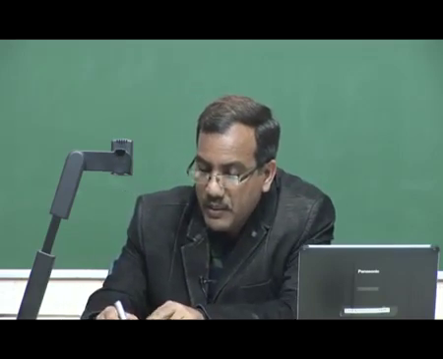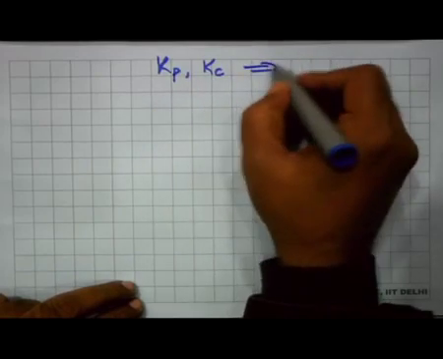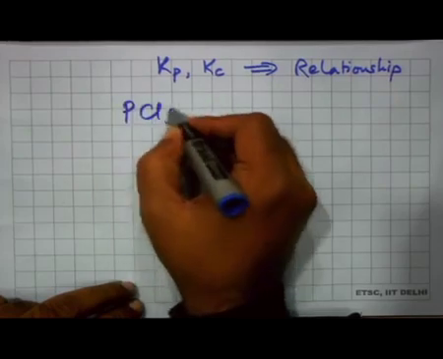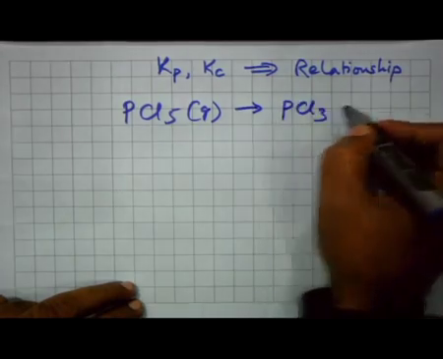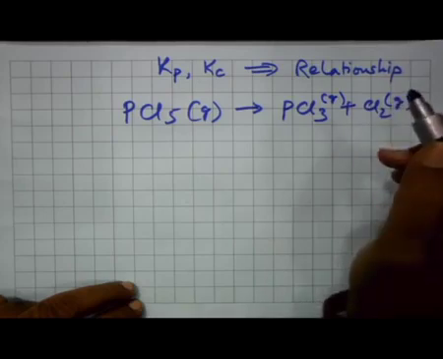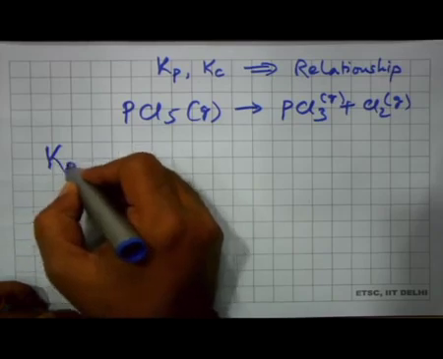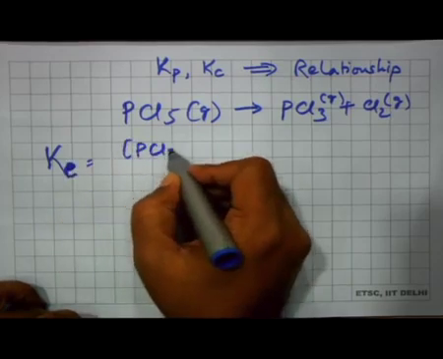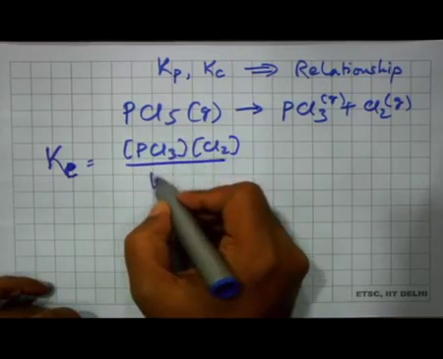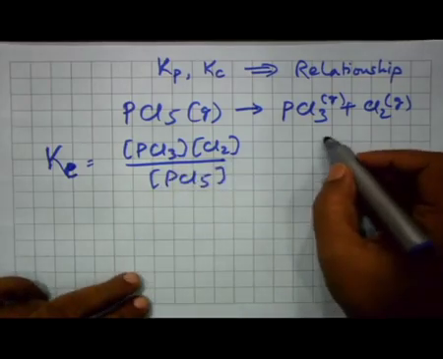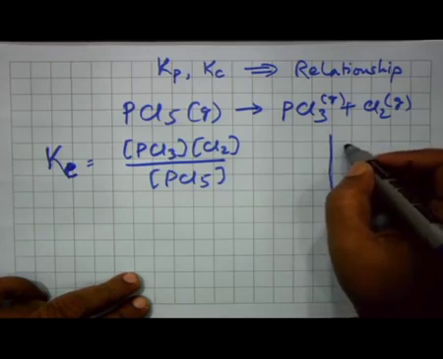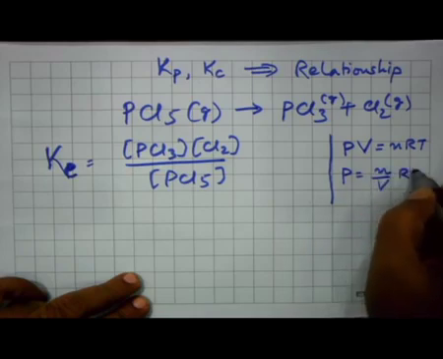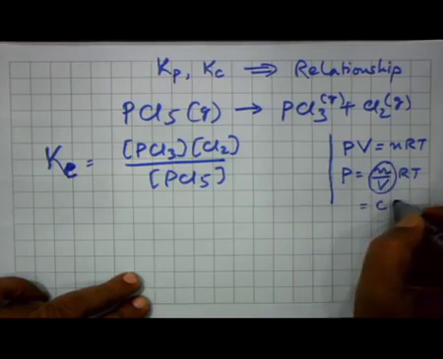Now, once we know what Kp and Kc are, we can also look at the relationship between them. What is the relationship between Kp and Kc? So, let us think of the same reaction, PCl5 giving you PCl3 plus Cl2. These are all in gaseous form, and Kc is equal to the concentration of PCl3 into Cl2 by PCl5. Suppose these are gases which follow the ideal gas equation. In that case, we can write PV is equal to nRT and P is equal to n by V RT. And we know that n by V is C, so we can simply write P = CRT.